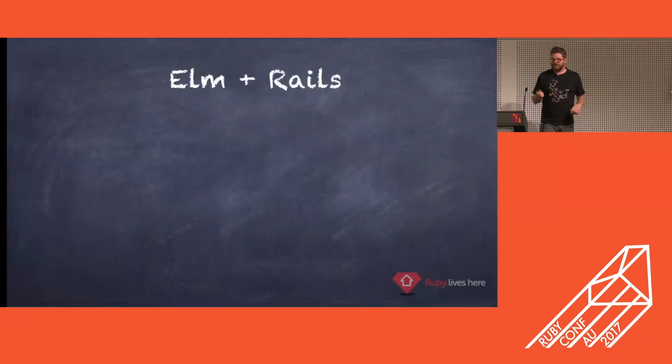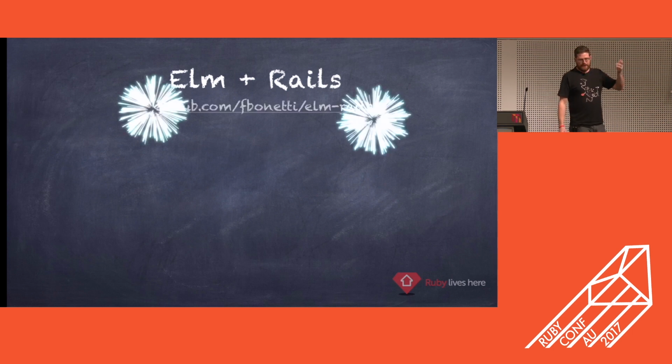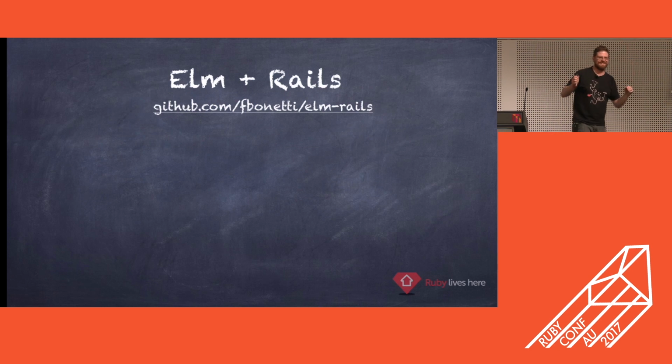So the first question is Elm and Rails. And there's two approaches here. One of them is, of course, Elm just compiles into JavaScript, so you can just make JavaScript and put it in your public directory and you're fine. The other option is magic. You can just use a gem which integrates Elm into the asset pipeline.